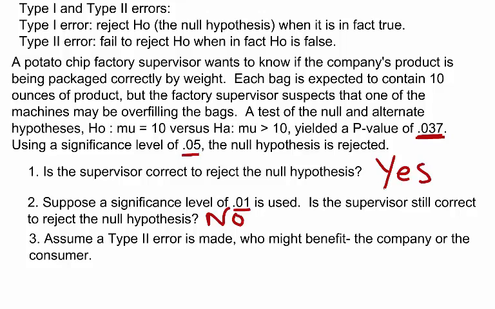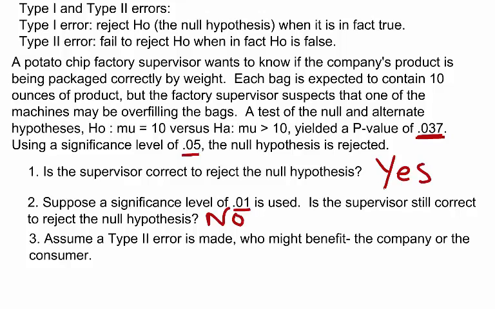Now let's assume a Type 2 error is made. Who might benefit? The company or the consumer? If a Type 2 error is made, that means that we have failed to reject the null hypothesis when in fact the null hypothesis is false.